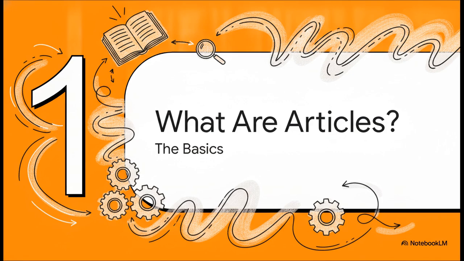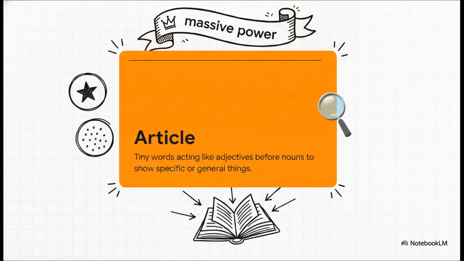What exactly are articles? All right, let's build the foundation. You can think of articles as the secret adjectives of the English language. They're these tiny words placed directly before nouns, and their entire job is to help us understand if we're talking about a specific thing or just a general thing. For being such short little words, they have massive power in shaping what we actually mean.